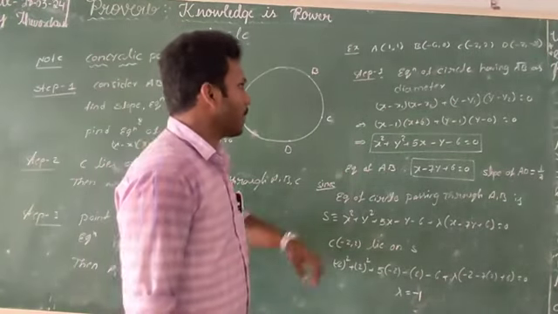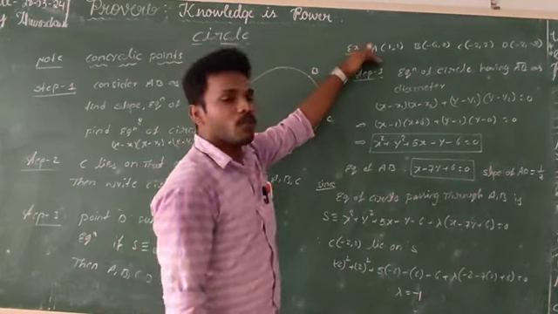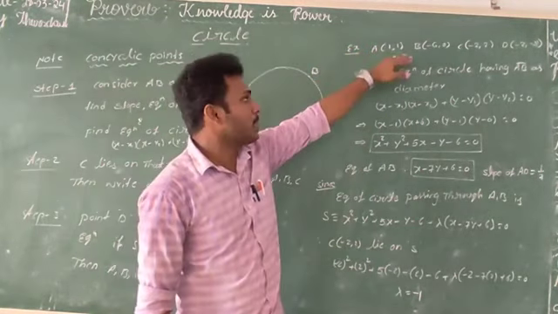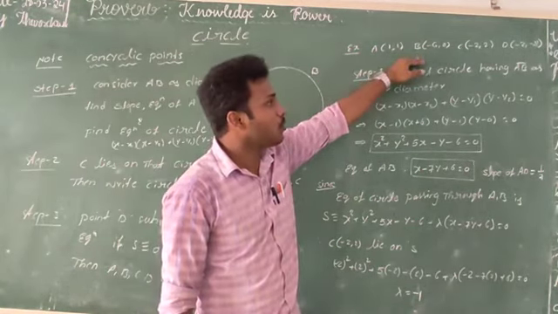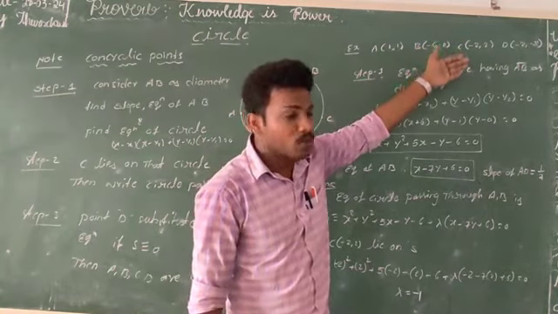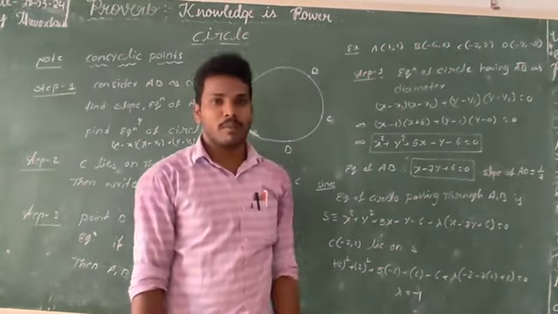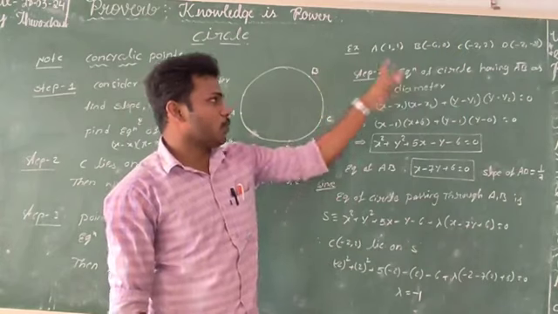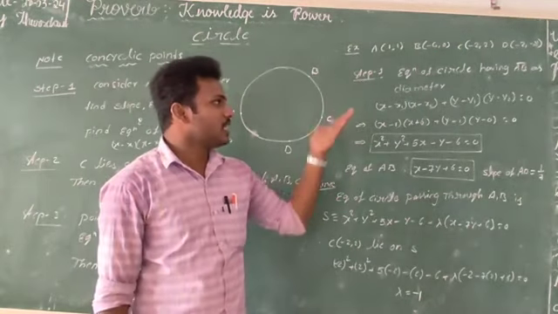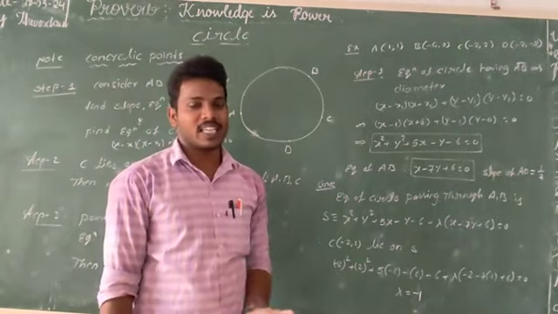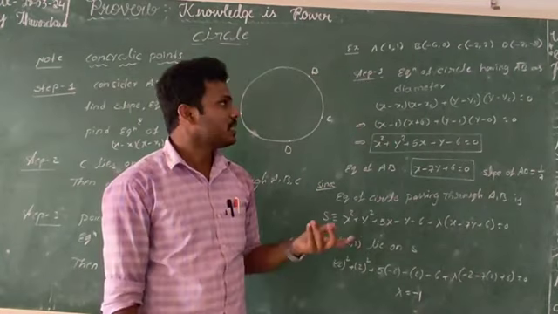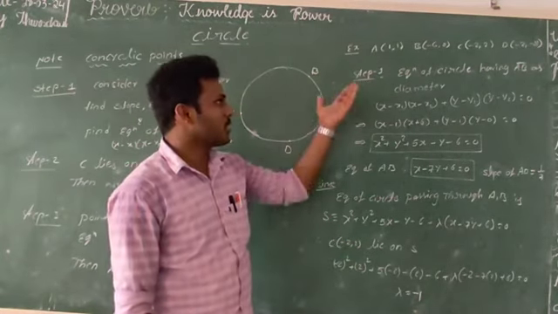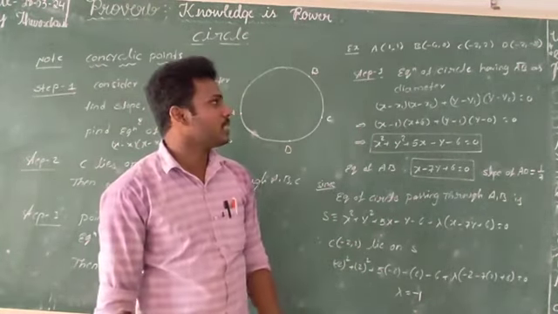Let's see one example here. I can take A(1, 1), B(-6, 0), C(-2, 2), D(-2, -8). These 4 points, I need to prove these 4 are concyclic points of a circle. A, B, C, D, I have taken the 4 points with these names.